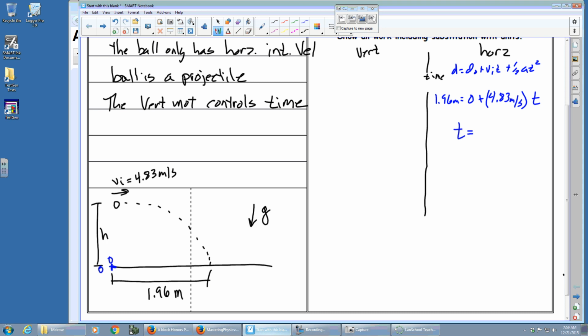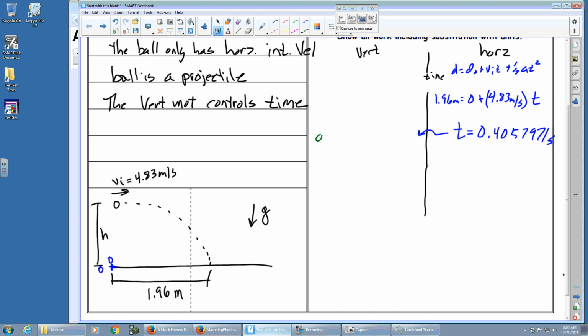Now, while the vertical motion controls the time, that's what decided how much time this had to move out horizontally. So I'm kind of working backwards here. So I get a time of 0.405797 seconds. That's what can hop the fence here into the vertical motion.